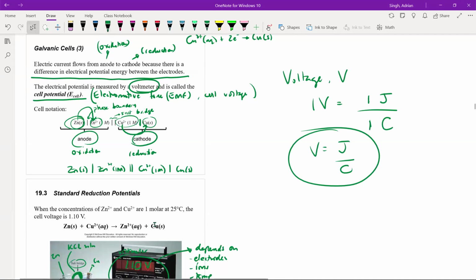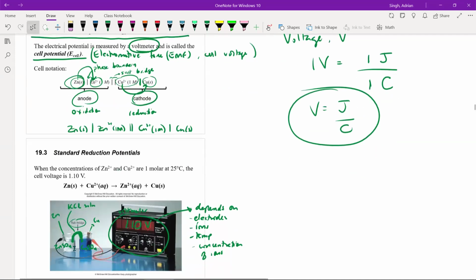So the voltmeter that we use to run those electrons through measures the cell potential, the EMF, the cell voltage, when we connect these two half cells, a reduction and an oxidation, to each other.